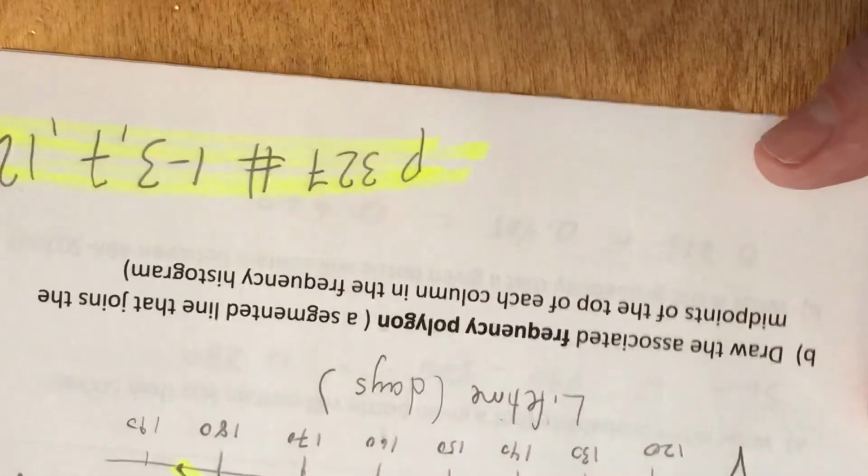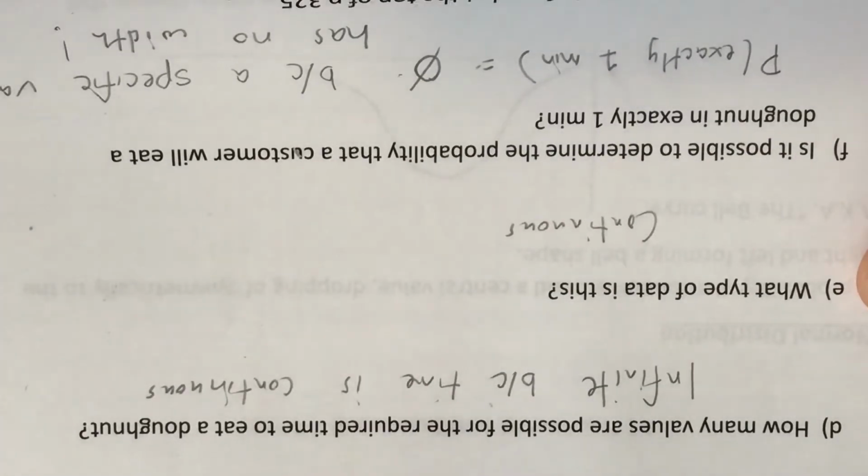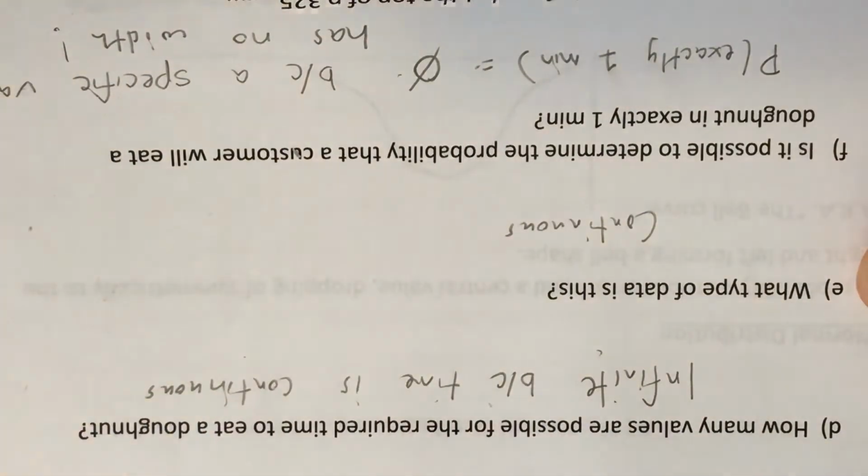Not too difficult, pretty simple. And a couple of follow-up questions. How many values are possible for the required time to eat a donut? They're infinite because the time is continuous. I could eat the donut in 60.8359 seconds. Okay, so with continuous data, there are infinite possibilities.